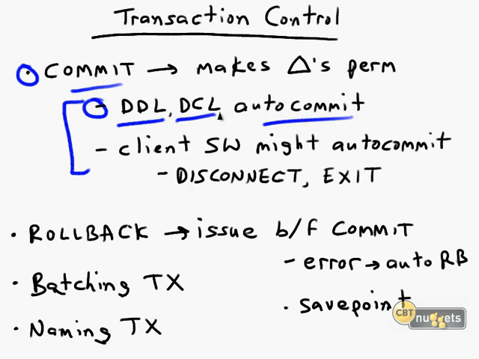Those, I think, are considered to be important enough statements such that Oracle will go ahead and commit those line by line. That is, you can issue three create table statements in a row, and each one of those will be individually committed. The other case where an implicit or auto commit occurs is in your client software.